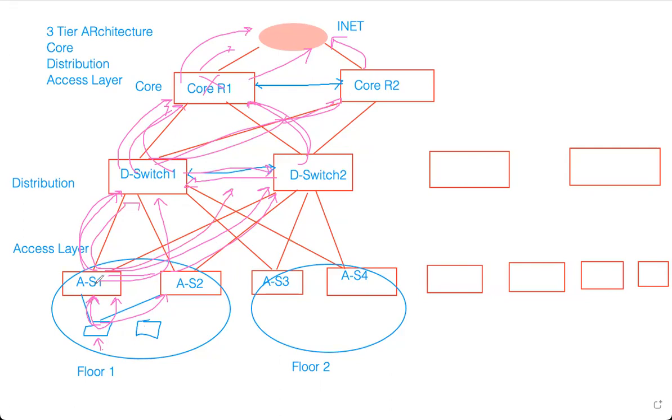For example, switch 1 will send the packet to DS1, DS1 sends the packet to DS2, and then DS2 sends it back to AS1, causing a loop. So there are different drawbacks for a full mesh topology. There are different protocols to avoid that.